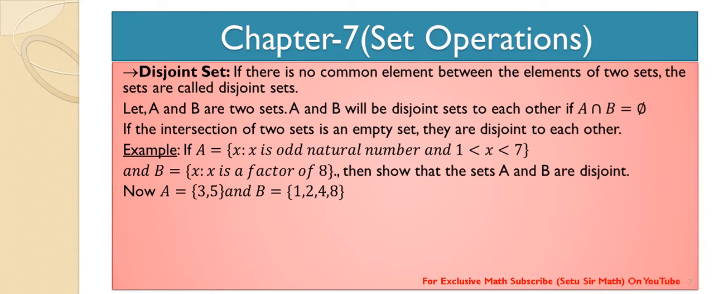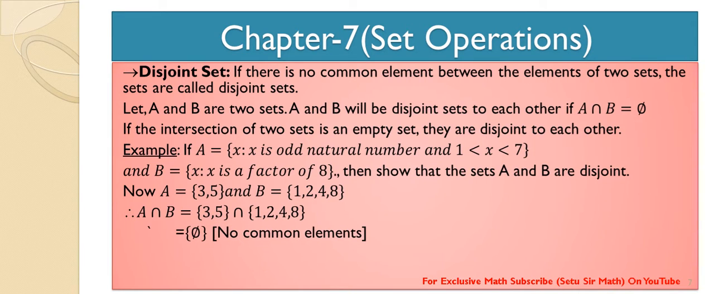So we have to find out A intersection B. That means {3, 5} intersection {1, 2, 4, 8}. As you can see properly, there is no common element between these two sets. So we can say phi or empty set, because there are no common elements. So A and B are disjoint sets to each other.